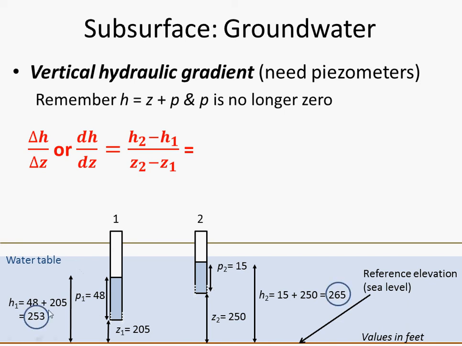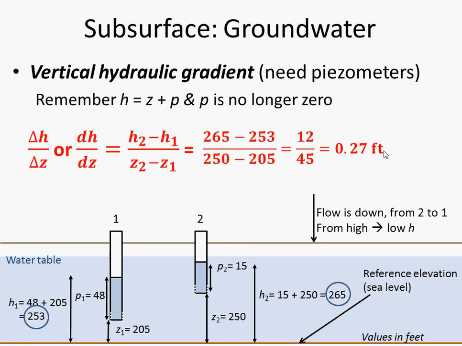So in this case you can see for well 1 we've got a lower hydraulic head than for well 2, and we can put all those values into the equation and get a value for the hydraulic gradient a bit higher than the one we had before. And just remember that the flow is down from well 2 to well 1 because this hydraulic head is higher, and flow is from high to low hydraulic head. So we're moving from this point in the saturated zone to this point downwards.